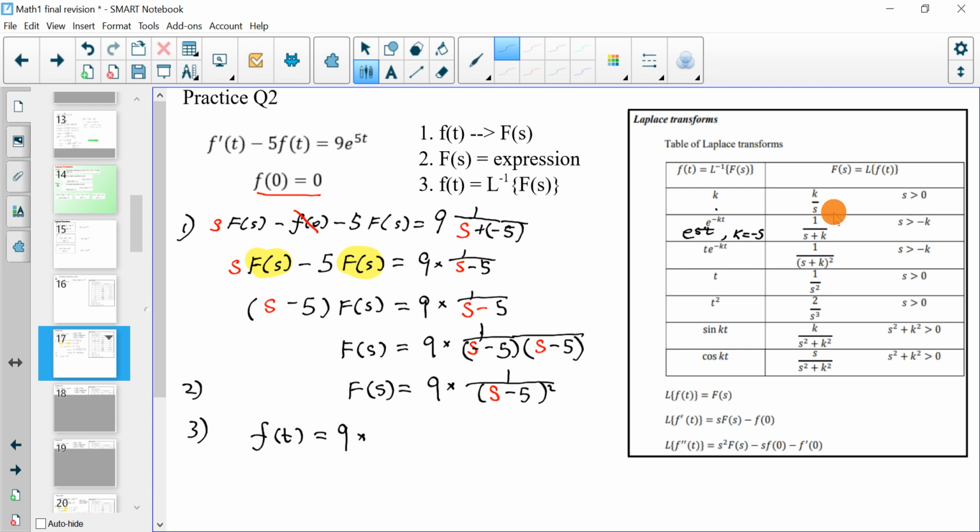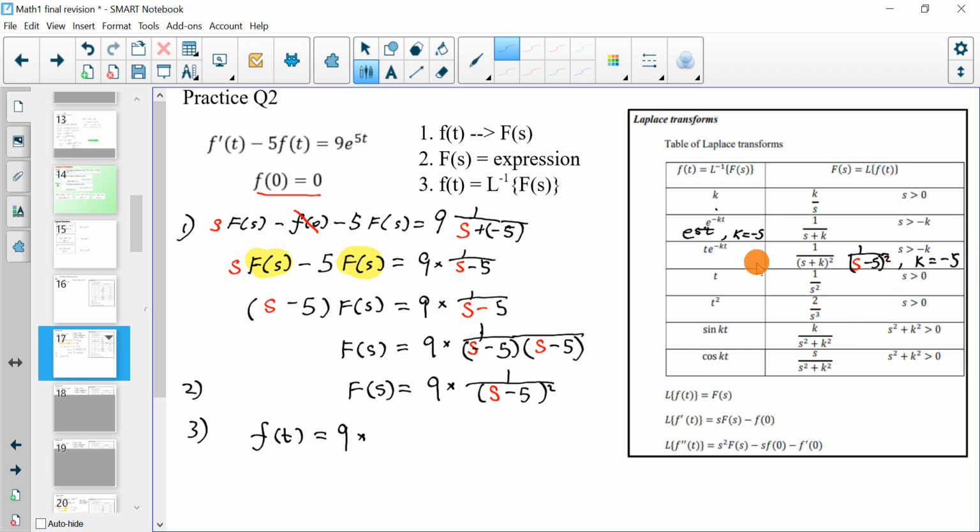Looking here, the only one with a bracket squared is this one. So my expression is 1 over s minus 5 squared. And the formula is s plus k squared. That means my k here must equal negative 5.